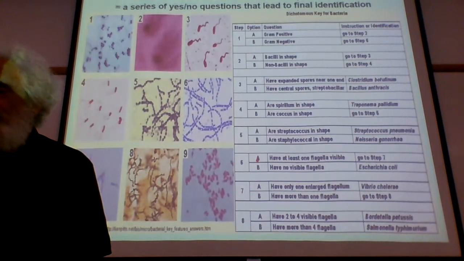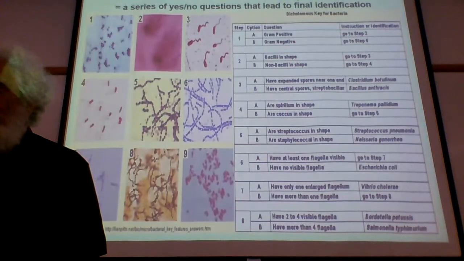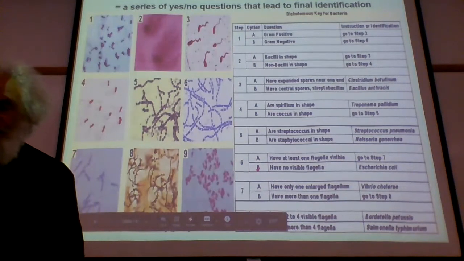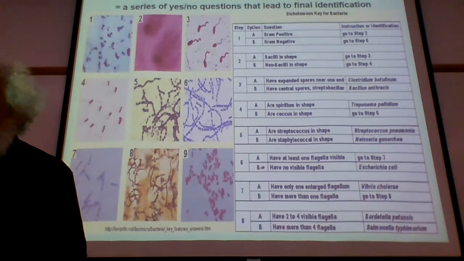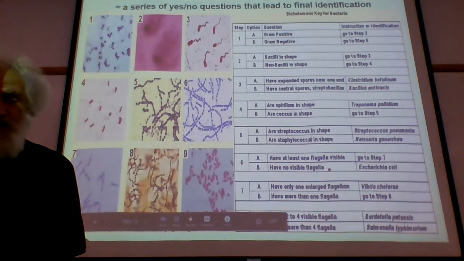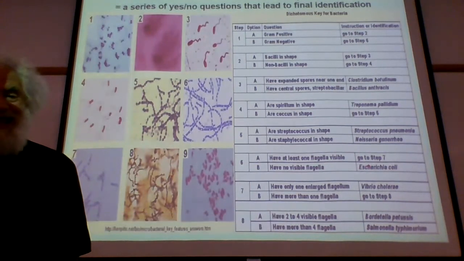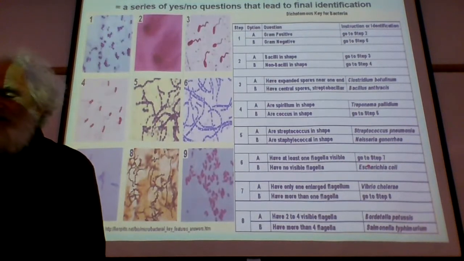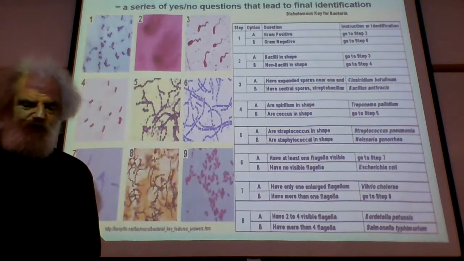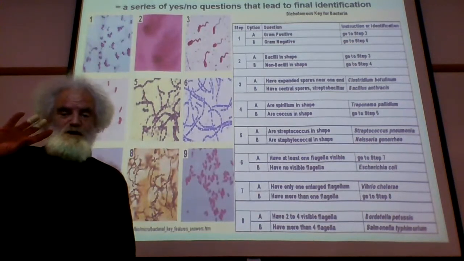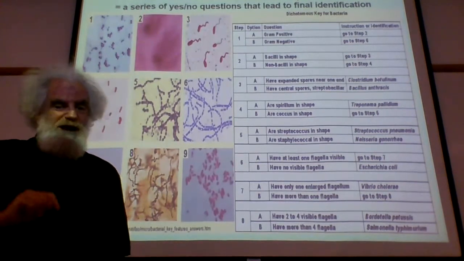All right, so let's just do that. Let's just say it's Gram negative. You go to step 6, pretty easy here, and now it's asking you to look in the microscope and say, do they have at least one flagella visible? If they do, you go to step 7. If they don't have any flagella visible, then you're at the end of the road. It is Escherichia coli. It's E. coli. So by doing this, you can work your way through a series of questions and end up at your destination, end up with the understanding and the knowledge of what this bacteria is.